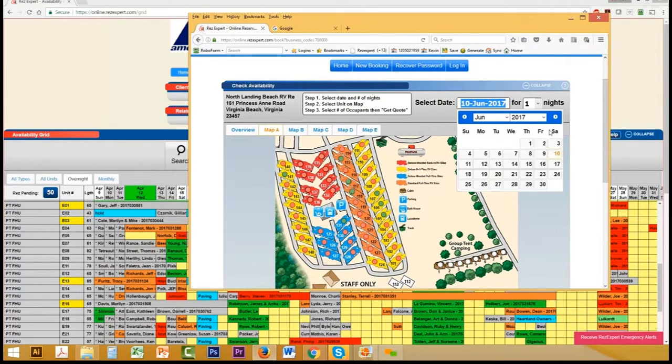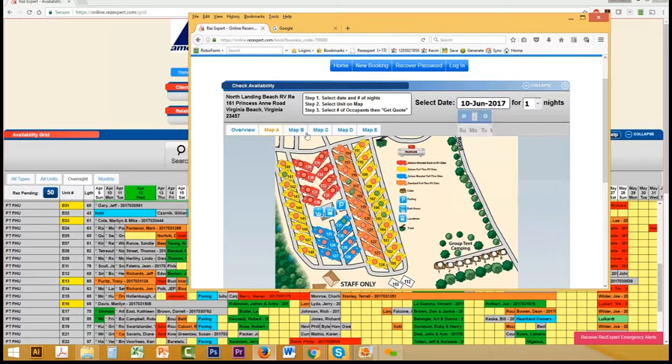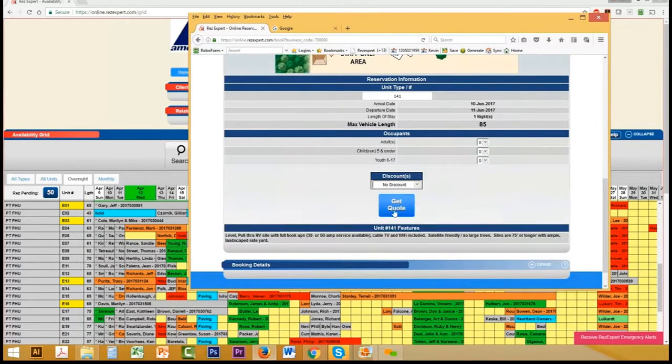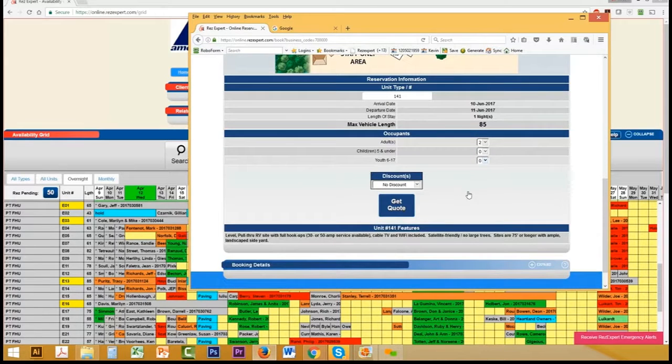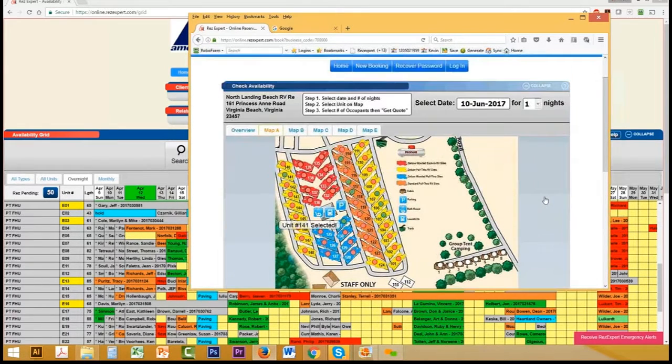Yeah, that's what. So if you pick an available unit, pick one of the green ones. There's not many in that section, but put 2 adults. It'll tell you. Yeah. Want to let you book online? Yeah, do it. Minimum stay requirement is 2 days. Yeah. So right, that saves a lot of talking over the phone on the front desk.